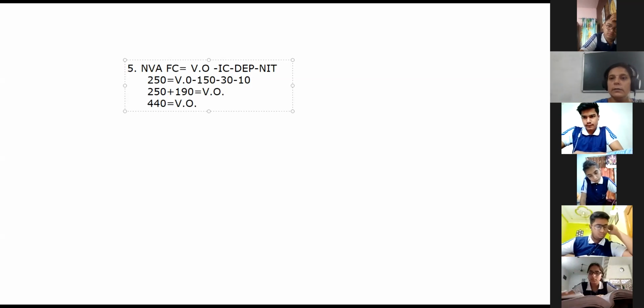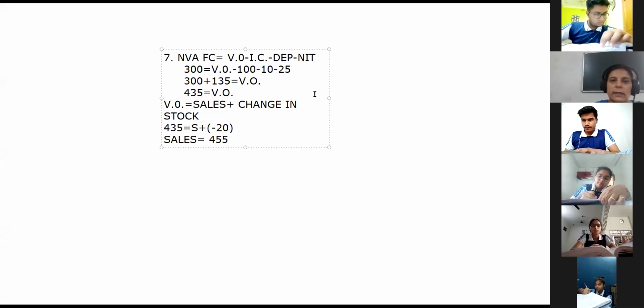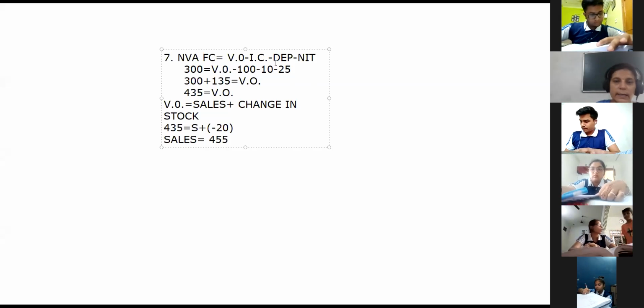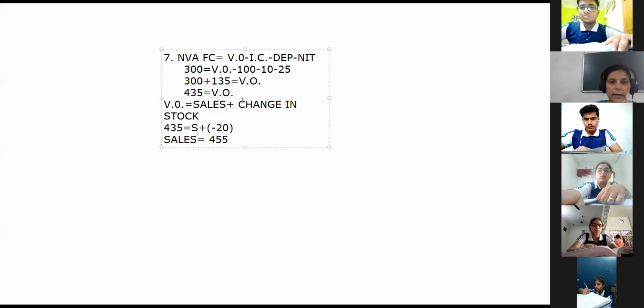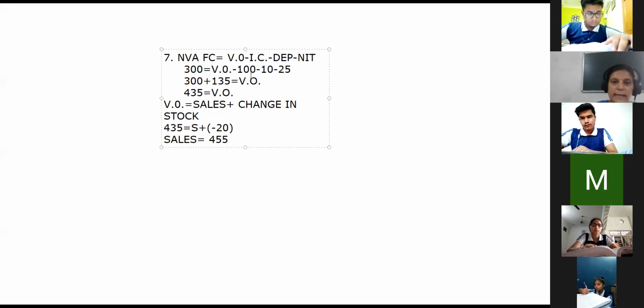Okay, so this is our question number 5. Got it, everybody? As you can see, this question number 7. NVA at FC equals value of output minus intermediate consumption minus depreciation minus NIT. Here value of output is not given. NVA at FC is given, which is 300. Value of output we have to calculate. Then minus IC is given as 100. Depreciation is 10 and NIT is 25. Okay, this comes out as indirect tax minus subsidies, which is 30 minus 5.